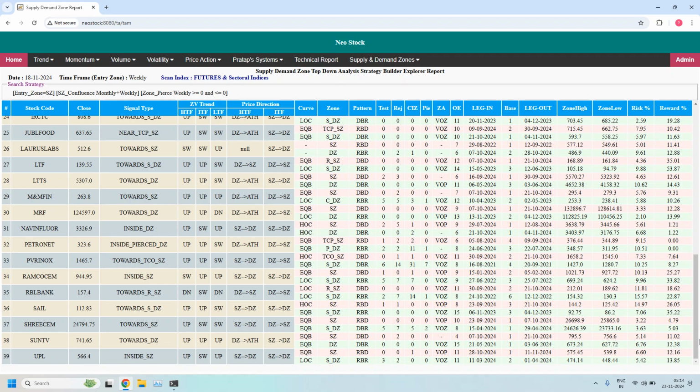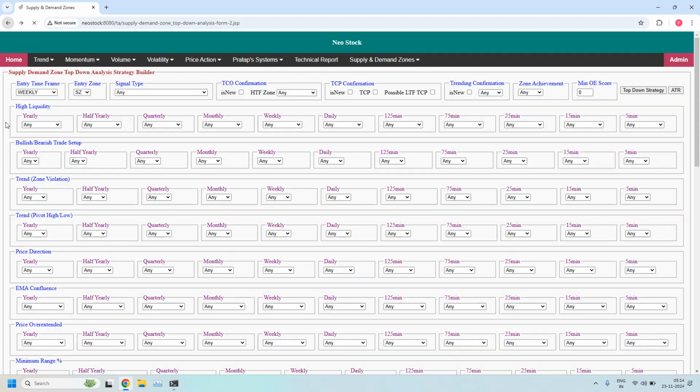In these 39 supply zones, there could be some high probability setups supported by EMA Confluence, because in all these 39 stocks, the weekly supply zones are part of the monthly supply zone. If the monthly supply zone is having monthly EMA Confluence, that could be even more high probability. That's why in the EMA Confluence at monthly time frame, I am looking for monthly supply zones having monthly EMA Confluence.